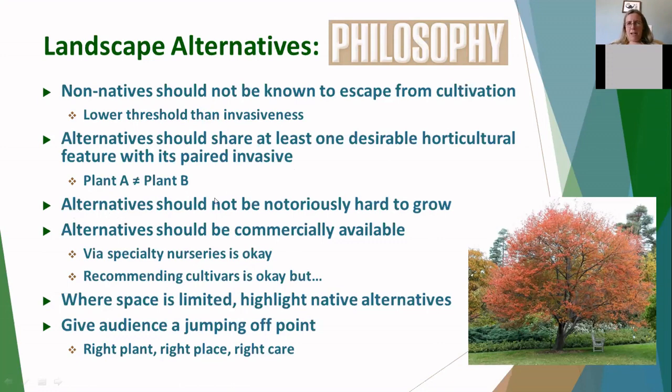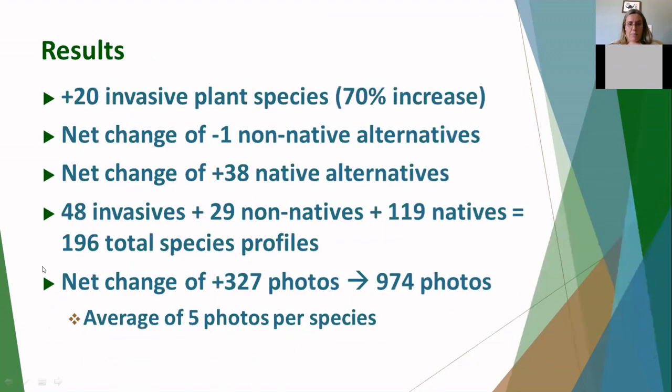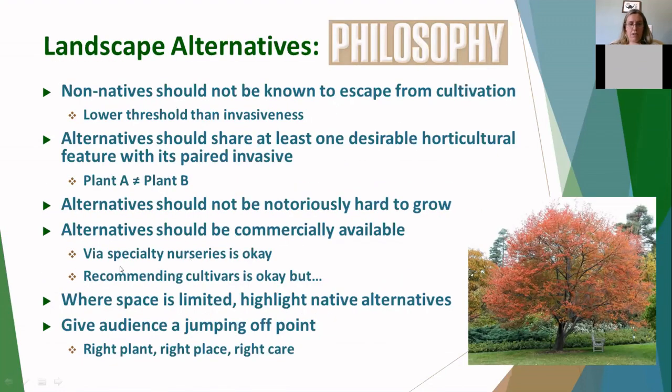The alternatives, I mentioned this with the deer candy plant, shouldn't be notoriously hard to grow because people just get discouraged. If you recommend something and it dies immediately or is a real pain to manage over the years, that's not great. They have to be commercially available, because people are also going to get frustrated if you're recommending stuff that can't be found. We decided that via specialty nurseries is okay. We also decided that recommending cultivars is okay.